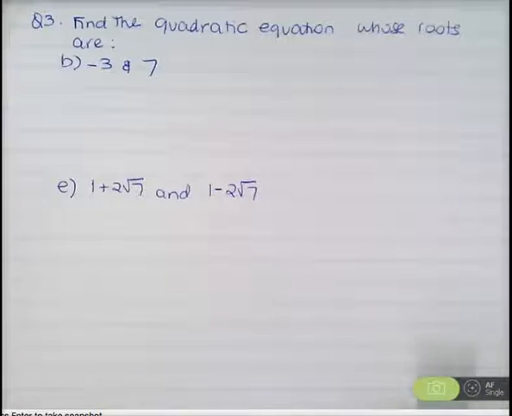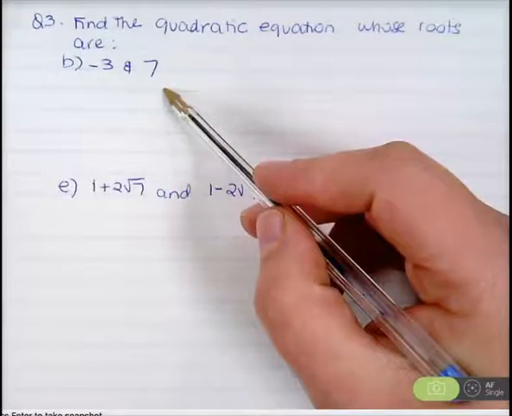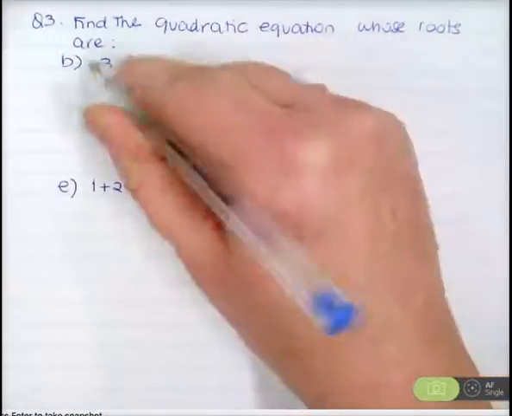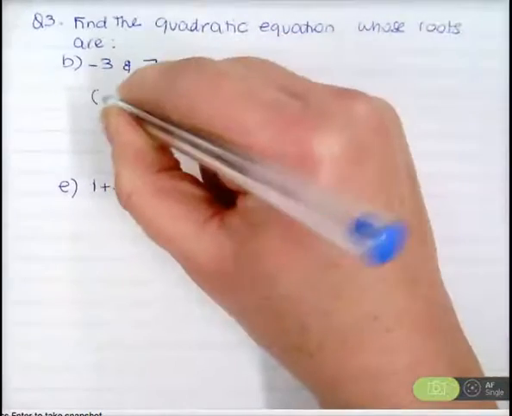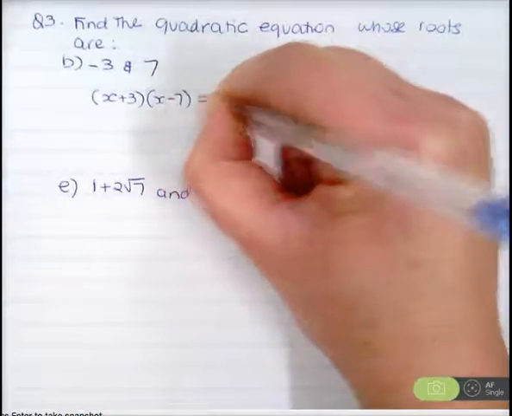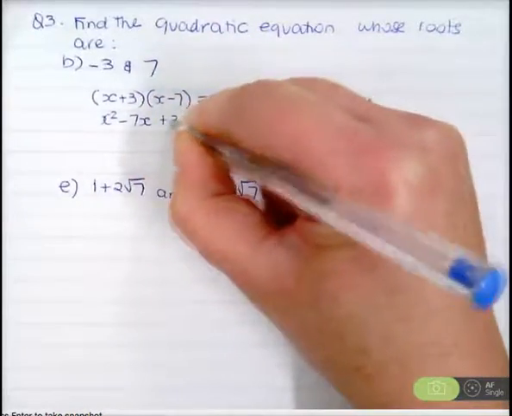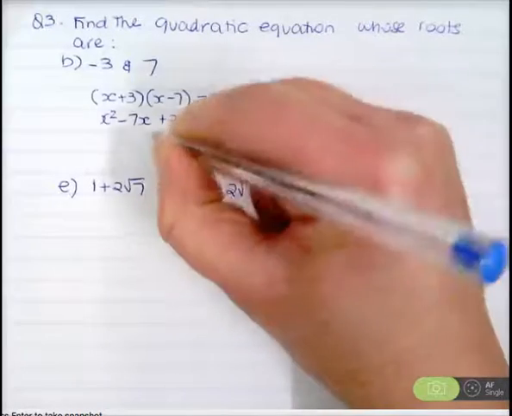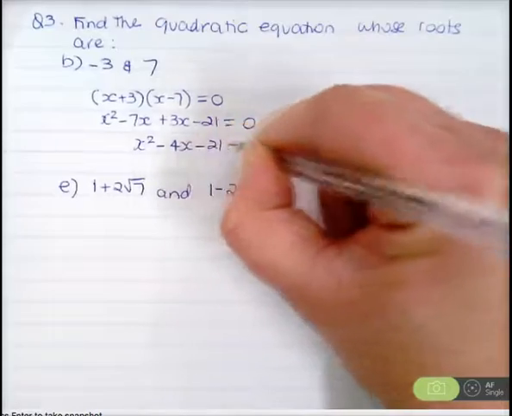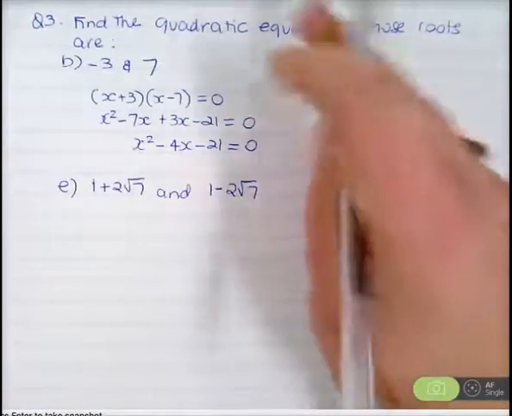Having looked at those, if you get a nice simple one like this, let's just say, where did this come from? So find the quadratic equation whose roots are negative 3 and 7. Where did that come from? X plus 3, x minus 7 equals 0. Expanding that, x squared minus 7x plus 3x minus 21 equals 0. In other words, it came from x squared minus 4x minus 21 equals 0.